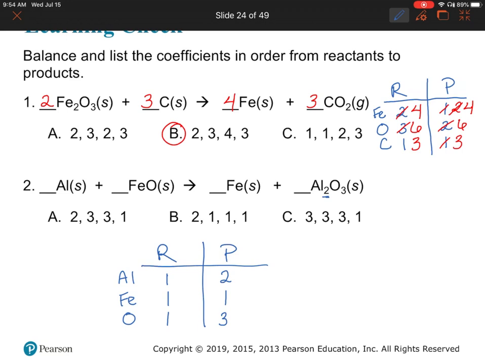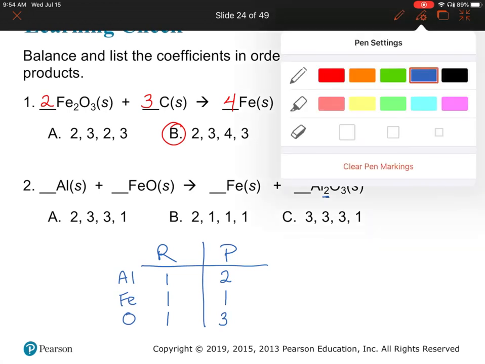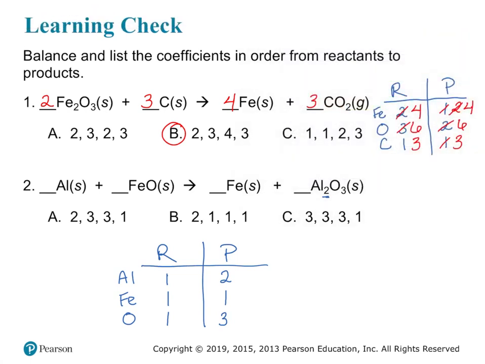All right, so let's start balancing. Let's start with aluminum. That's not balanced. So we need 2 on each side. I'm going to multiply aluminum on the reactant side by 2. All right, so that's balanced. Iron is already balanced, so let's move on to oxygen. I need 3 on each side. So on the reactant side, I'm going to multiply that by 3.